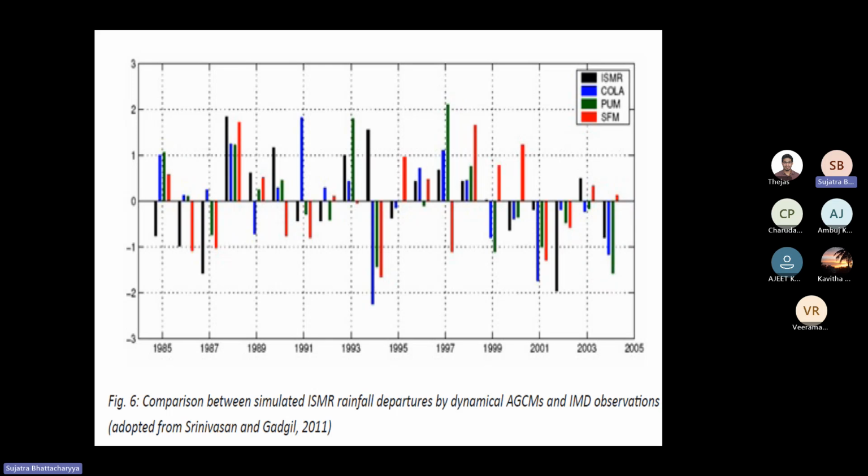Then she started looking at how the GCMs perform with respect to the Indian monsoon. Okay, here's a comparison of 8 GCMs, 3 of them that were used at that time. And the main point she made in these papers is there are years like 1994 where all the GCMs are wrong compared to observation.